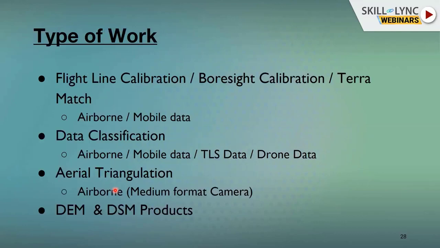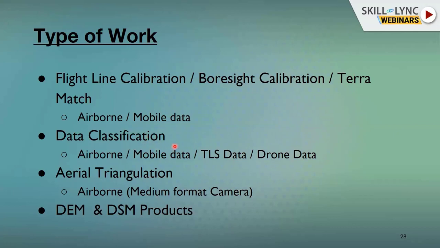As I said, these are the types of work we can do using airborne LiDAR survey, mobile LiDAR survey, and drone LiDAR survey. First is flight line calibration, boresight calibration, and TerraMatch, right? You can see what types of survey they have used. They use it for airborne and mobile LiDAR. These two surveys are very similar, as I said before, in the data capturing method and data processing method. But the way we look at the data is totally different.